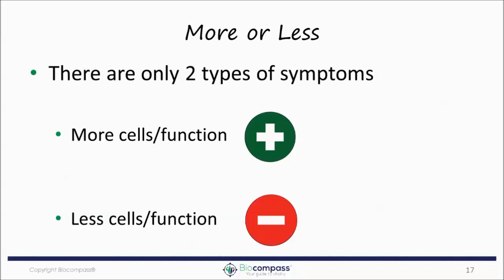The symptoms that we now talk about as more cells or less cells are the symptoms that show themselves in the adaptation phase. We're only talking about the adaptation phase right now. The other phases come later. So we have two types of symptoms: either a symptom that shows itself because there's more function or more cells, or a symptom that shows itself because there are less cells or less function.